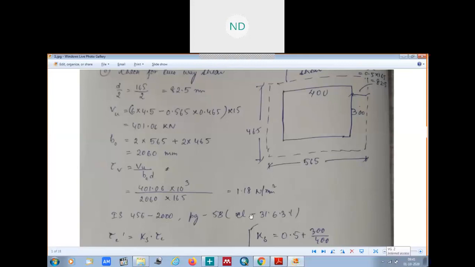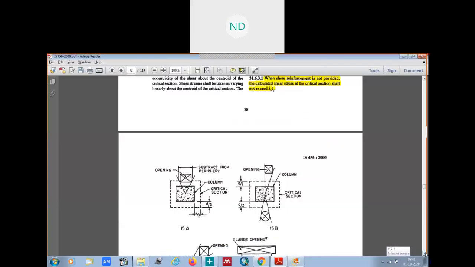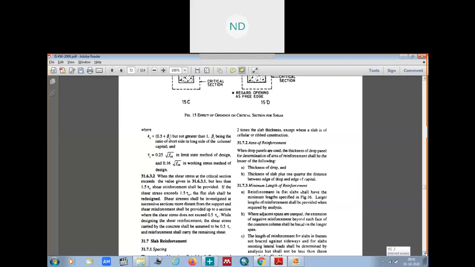If we see now here, tau c, one more thing. Here you will get all the values. Ks is 0.5 plus beta c, but not greater than 1, beta c being the ratio of short side to the long side of the column or capital. And what is tau c? Tau c is 0.25 root over fck in limit state method. So these values you already know.